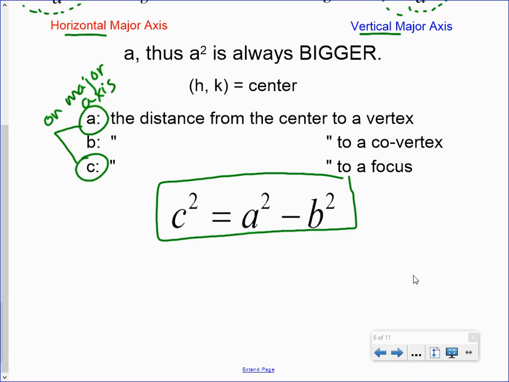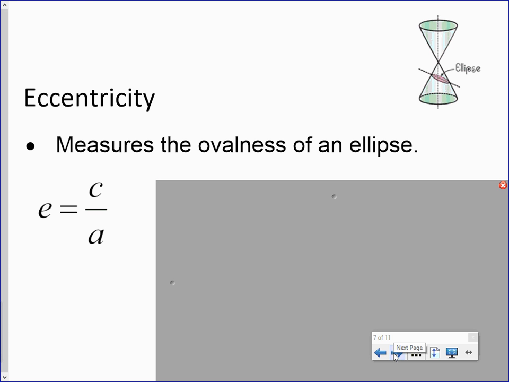Next up, we have one other thing that we want to talk about. It's called eccentricity. Eccentricity will measure the ovalness of an ellipse. And eccentricity we usually just call E. So here we're not talking about the number E, we're using E for eccentricity. E is equal to C divided by A. So the distance from the center to the focus divided by the distance of the center to the vertex.